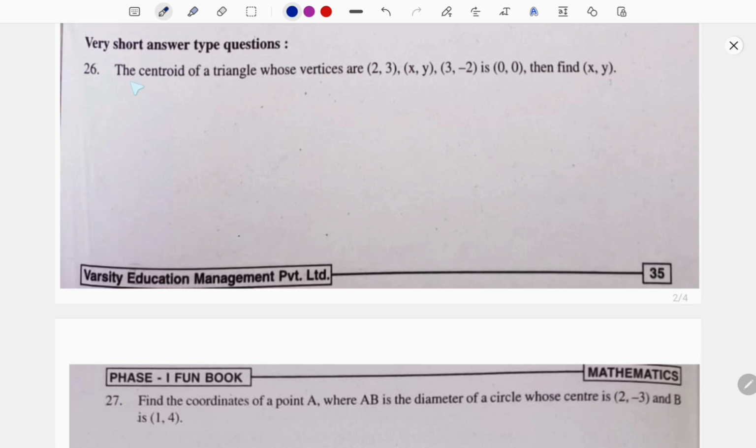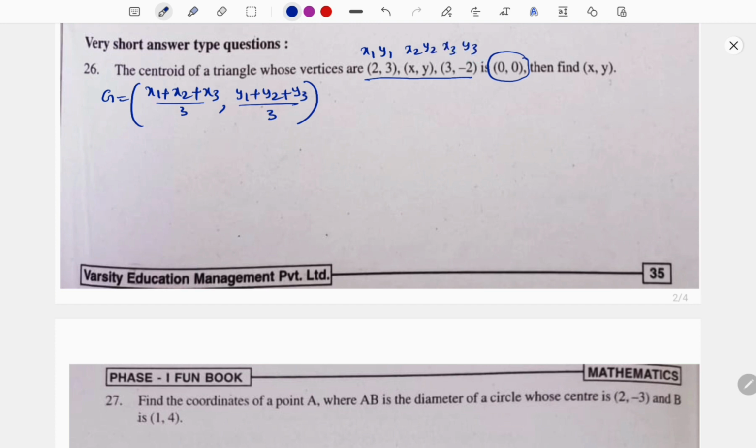Now, the 26th question. The centroid of a triangle whose three vertices are given. He has given that the centroid is 0, 0. You know the centroid formula: x1 plus x2 plus x3 by 3, y1 plus y2 plus y3 by 3, where the vertices are x1 y1, x2 y2, x3 y3. So you know that the centroid is 0, 0.